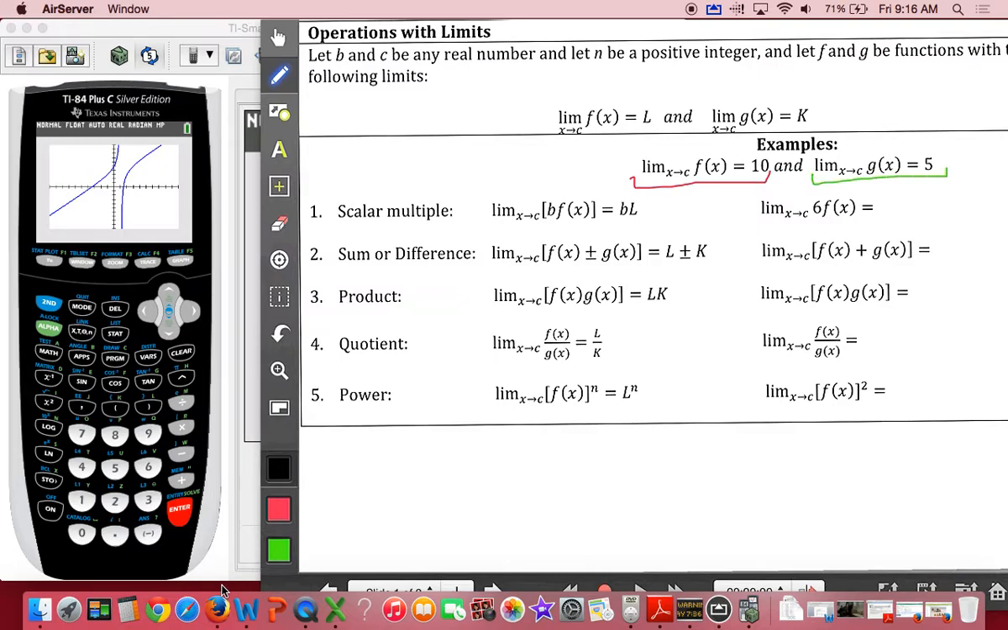Okay, so the first one says that if I'm taking any function and multiplying it by a constant b, just take the limit, so find the limit of that function and multiply it by that constant. So if I had 6 times f of x, find the limit of your function f of x, which we know up here is 10, and just multiply it by 6. So I end up with 6 times 10, which is 60.